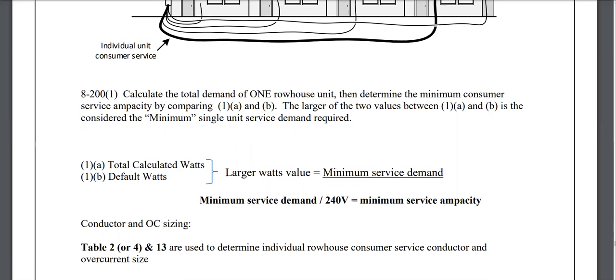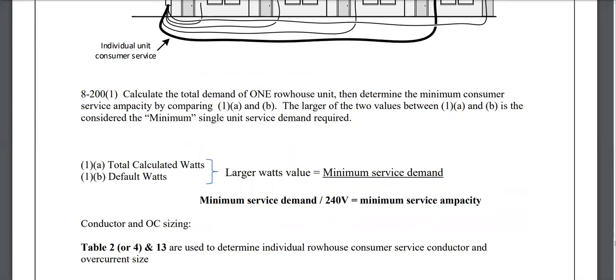8200 subrule 1 is calculating the total demand of one row house unit. Then we determine the minimum consumer service ampacity by comparing 1A and B, and the larger of the two values is considered the minimum single unit service demand required. So 1A, total calculated watts, 1B, default watts, which is often what I refer to it as. The larger of the two is the minimum service demand required.